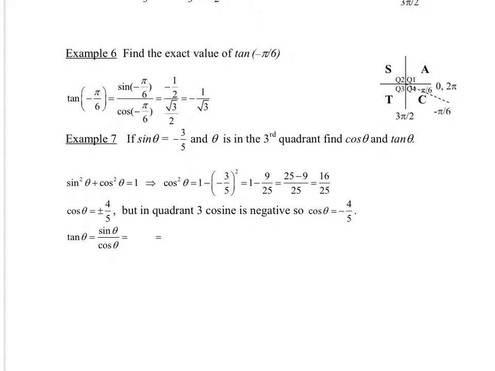And then once we've got the sine and the cosine, it's easy to find the tangent. We just divide those two things, sine divided by cosine, and we'll get 3 over 4.